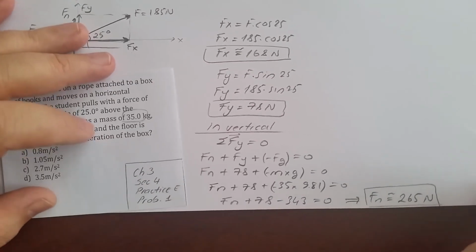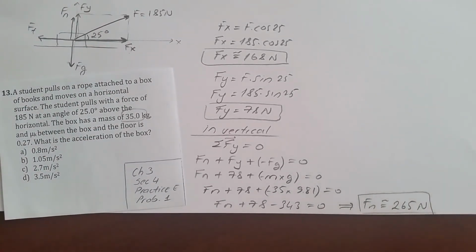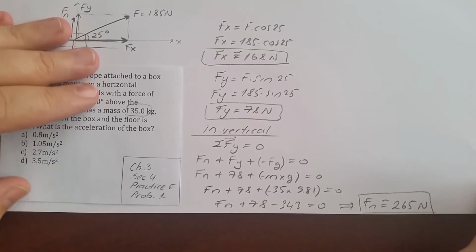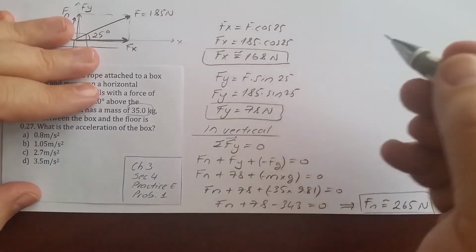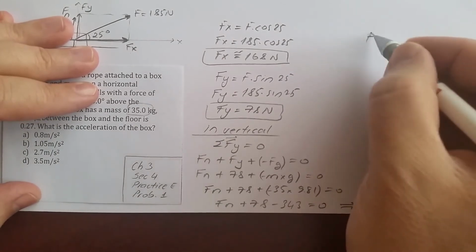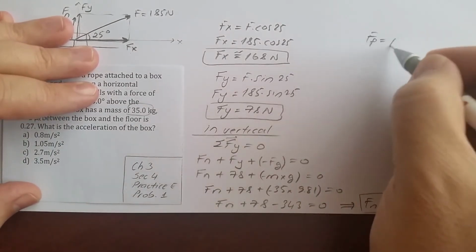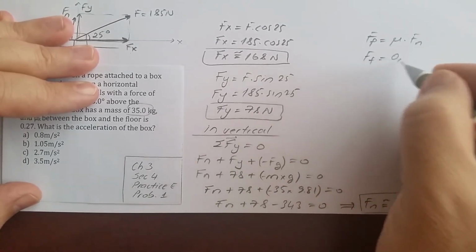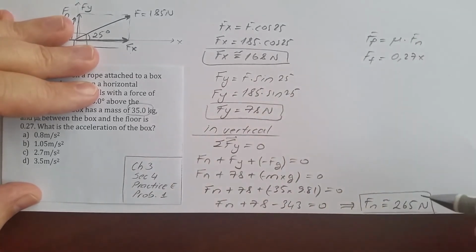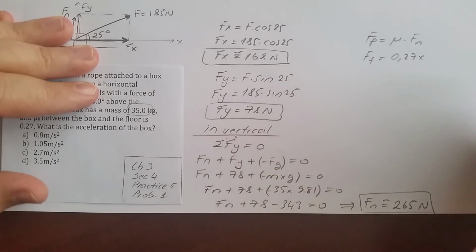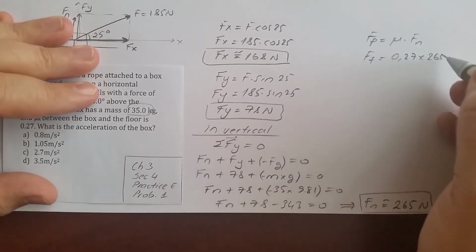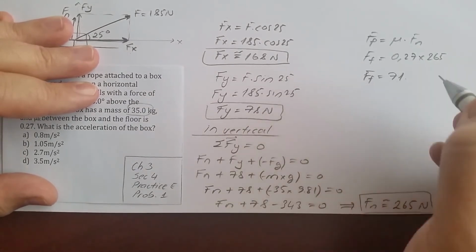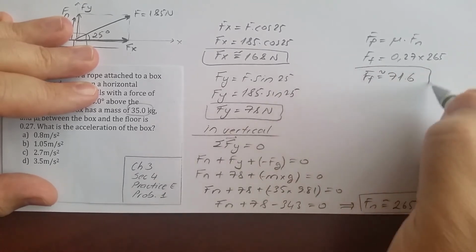So now we have calculated Fn, Fx and Fy. Now we can find the friction force, because when we write Fnet, we use friction. Here the friction force is equal to mu multiplied by Fn. Then friction force is equal to mu 0.27 multiplied by the Fn we calculated, 265. Then the friction force will be 71.6 Newton.